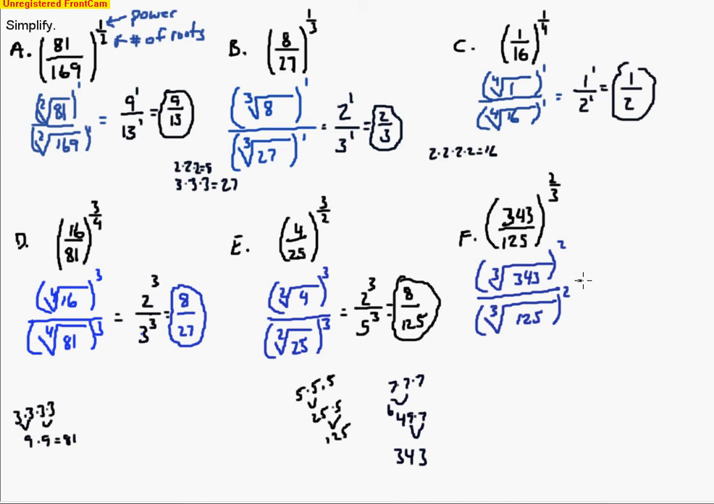So now we put in a 7, but we have to square it because that's what the power says. 5, and we square that. We already knew this was 5, but then we have to square them. And so our answer is going to be 49 over 25. And there's our answer. Well, those are some of the problems you'll see on tonight's homework.